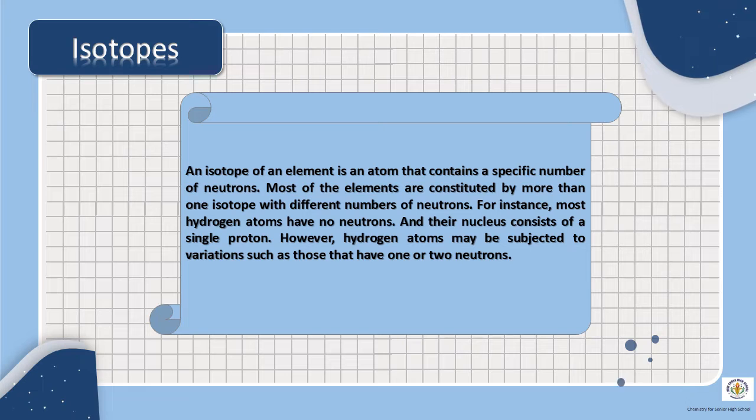After discussing about nuclear atoms, here we are with isotopes. An isotope of an element is an atom that contains a specific number of neutrons. Most of these elements are constituted by more than one isotope with different numbers of neutrons. For instance, most hydrogen atoms have no neutrons, and their nucleus consists of only a single proton. However, hydrogen atoms may be subjected to variations, such as those that have one or two neutrons.